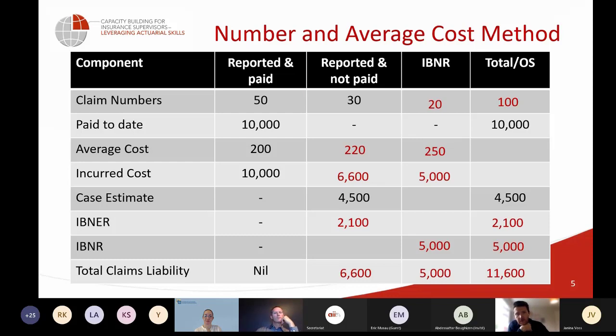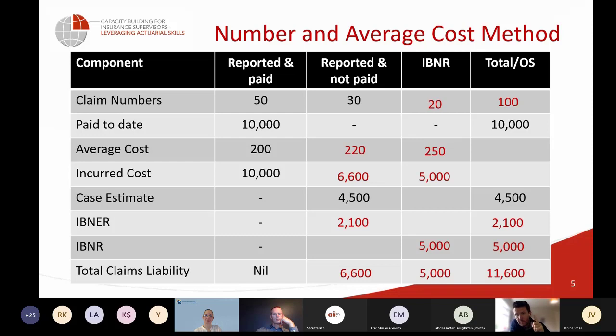And because claims inflation is high, let's say we assume the average cost will be a bit higher because these claims haven't yet been settled. They might take a time to settle. Maybe there's quite high inflation there. So we say 220 is the average cost for those. So the total cost on those 30 claims will be 6,600. It will be the 220 multiplied by the 30. So we have this case estimate of 4,500, but we think actually for these 30 claims, it might end up costing us around 6,600.